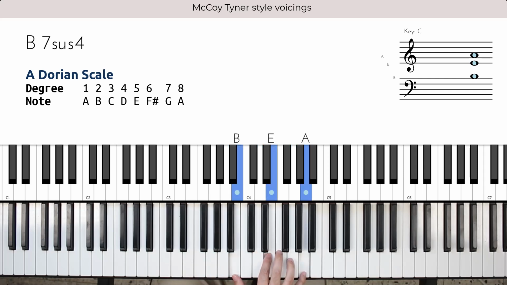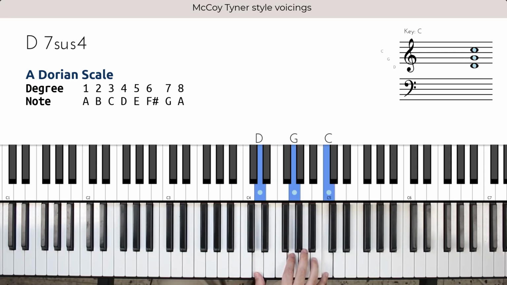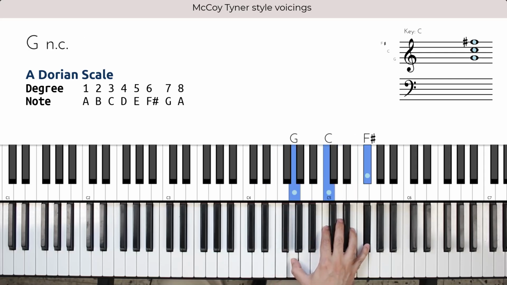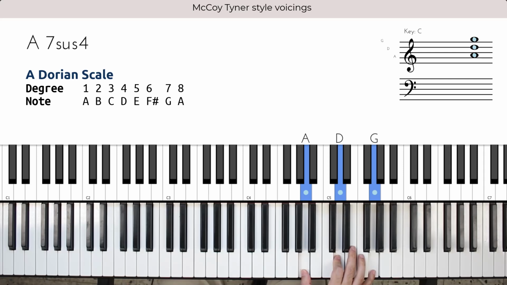Move up one step, another step, another, another, another, and then we're back where we started, just an octave higher.